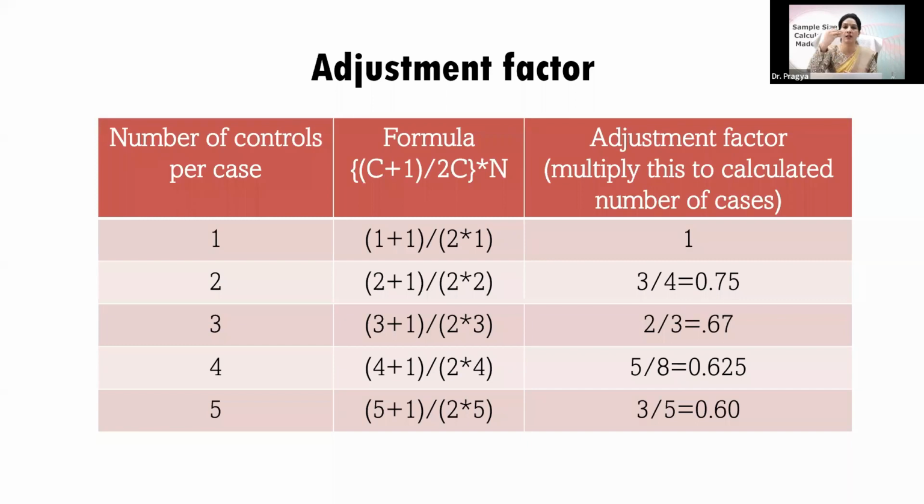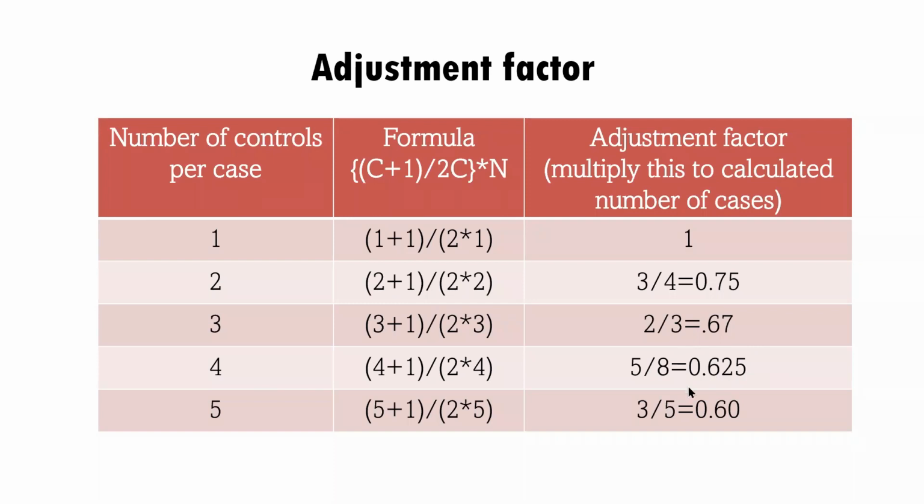To put it another way, if you take 4 controls for one case, you can reduce the number of cases by 62%. If you take 5 controls for one case, you can reduce the number of cases to 60%. That's why the adjustment factor: you calculate it by what is available divided by what is required. Okay, ma'am. Thank you, ma'am. Okay, welcome.